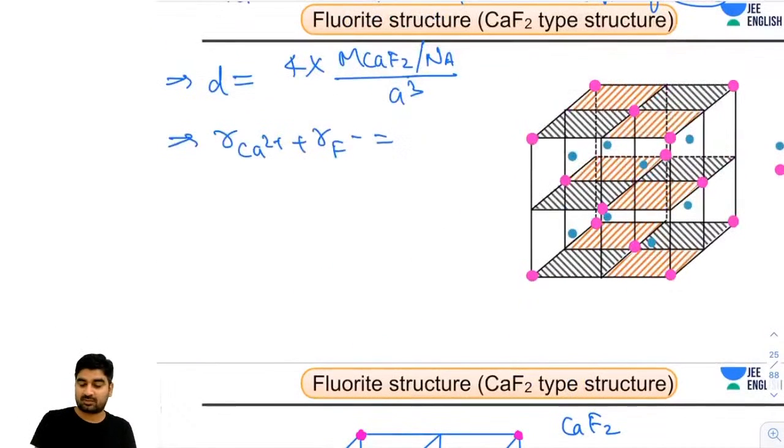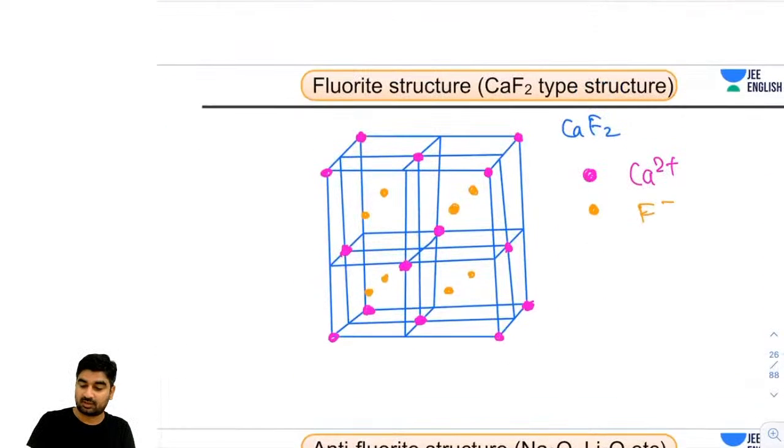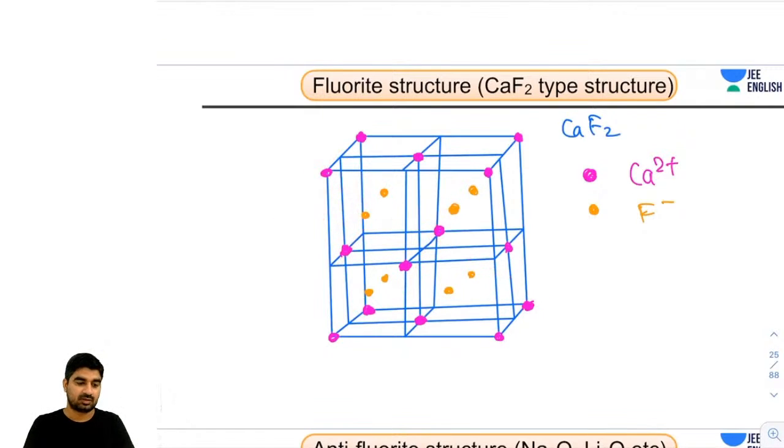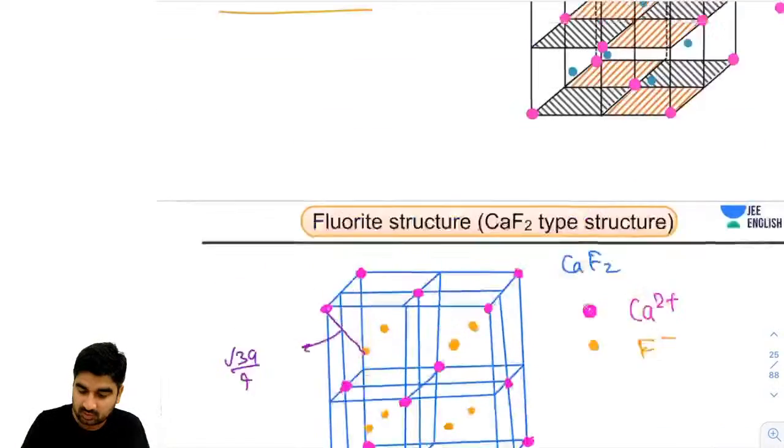Now when I'm asking about the nearest neighbor distance, guys, what would it be? Let me tell you, this whole distance would be root 3a by 2, and from here to here it would be root 3a by 4. It would be root 3a by 4, right? So I can write it here.